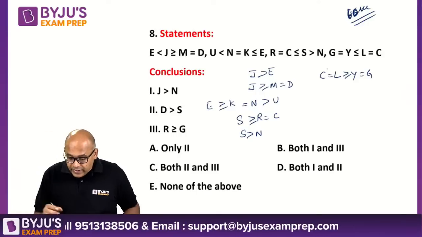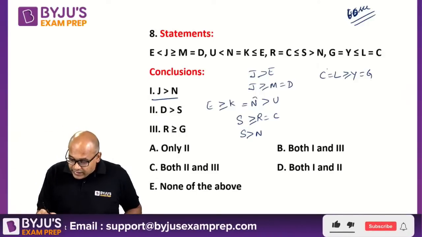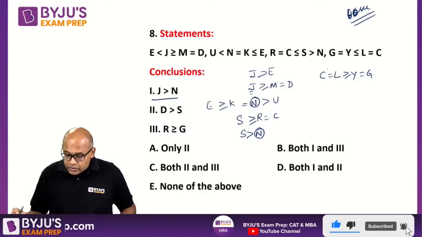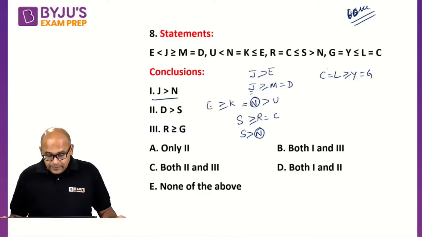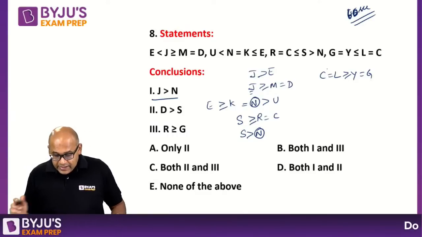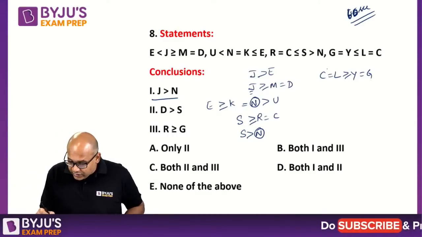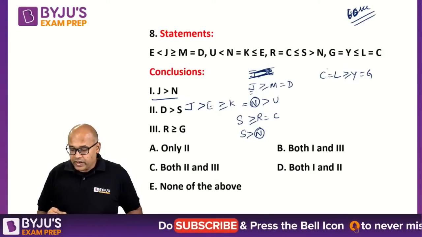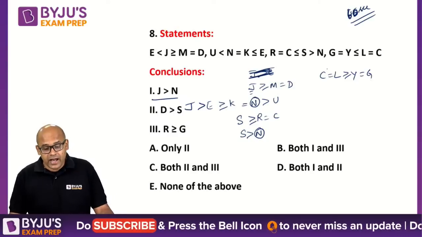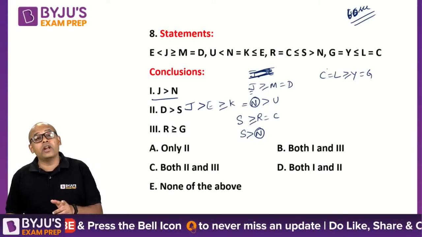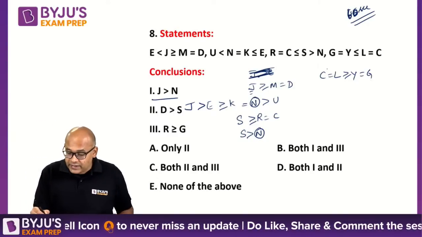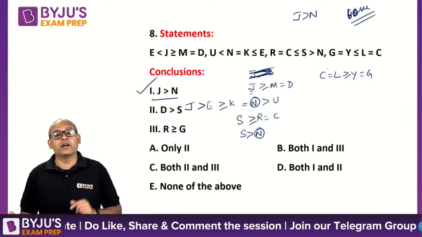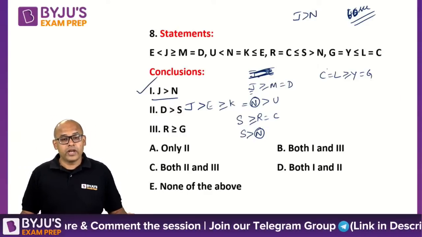Now let's try to link J and N. N is over here, N is over here. What about J? J is over here. So J is greater than E and E is greater than... If I continue this here, this is J, so I can delete this, not required. So J is greater than E and E is greater than or equal to N. So I can definitely say J is greater than N. So this has to be true. It can be concluded.